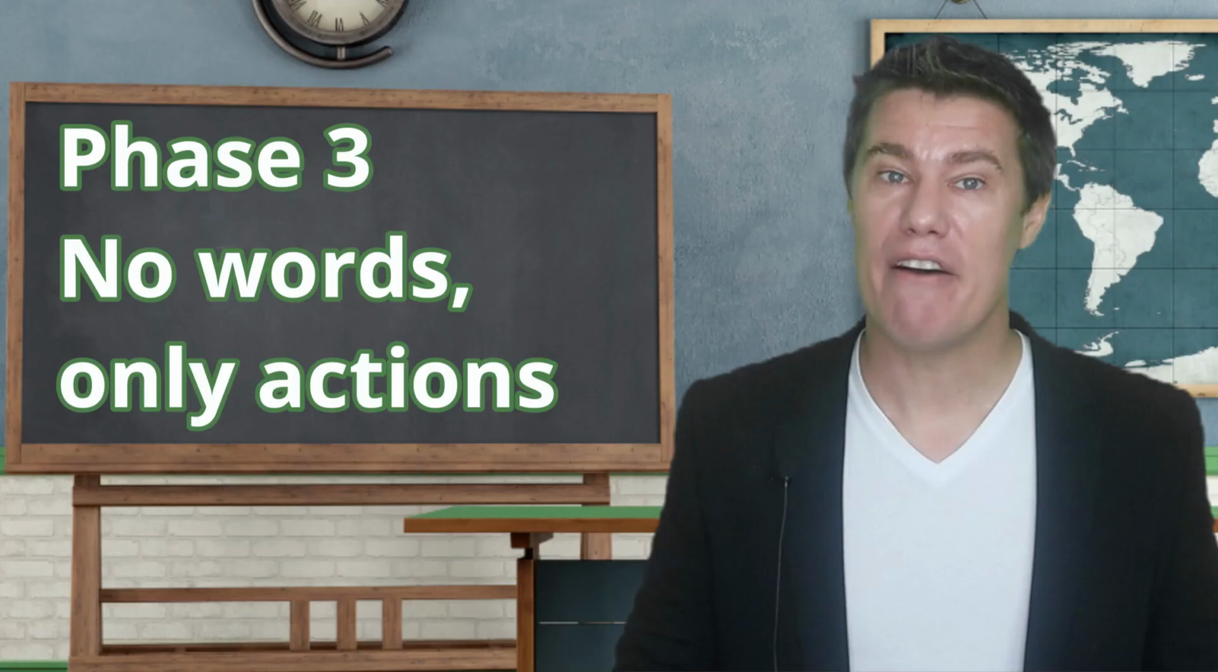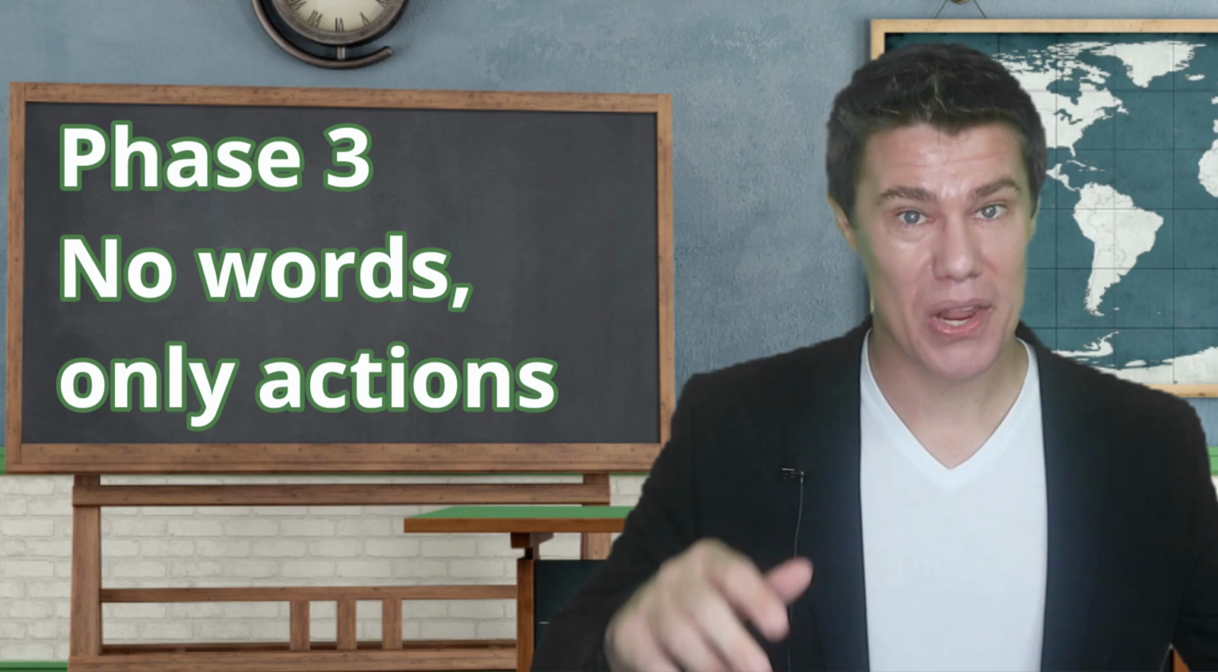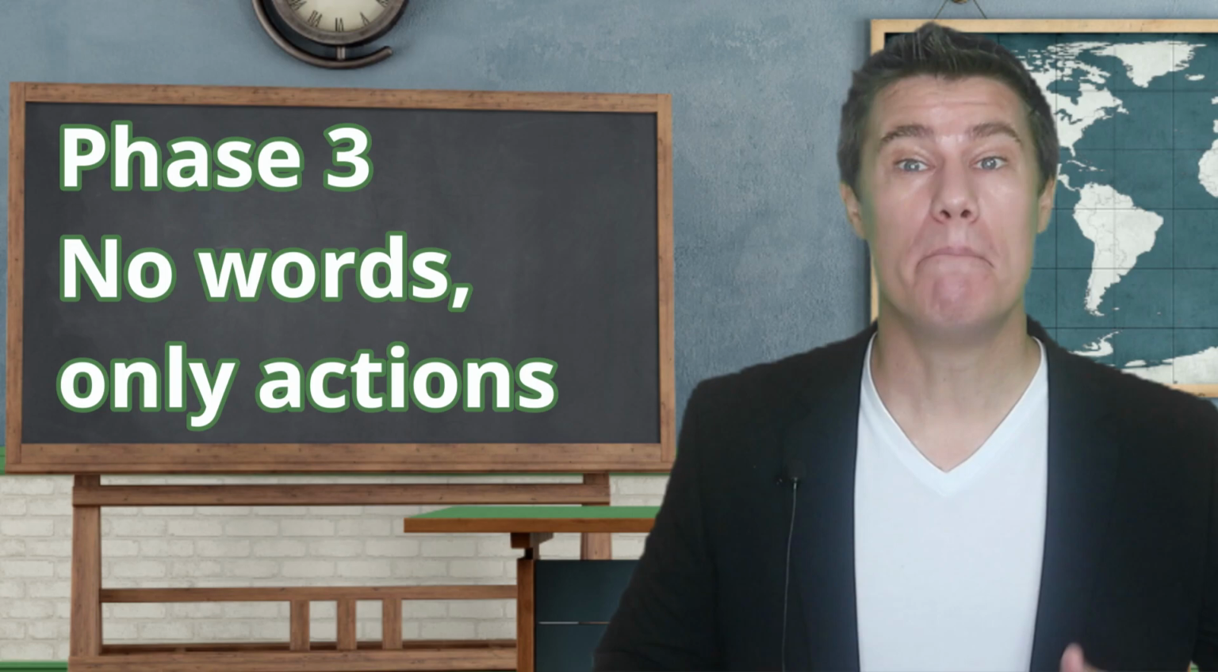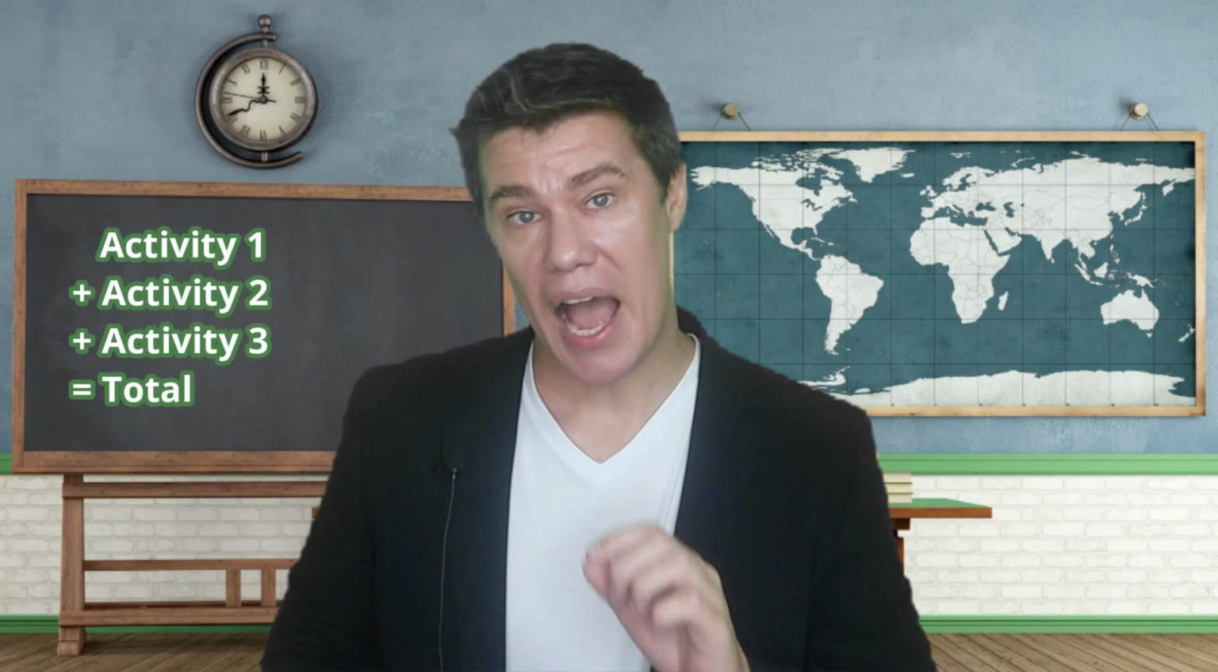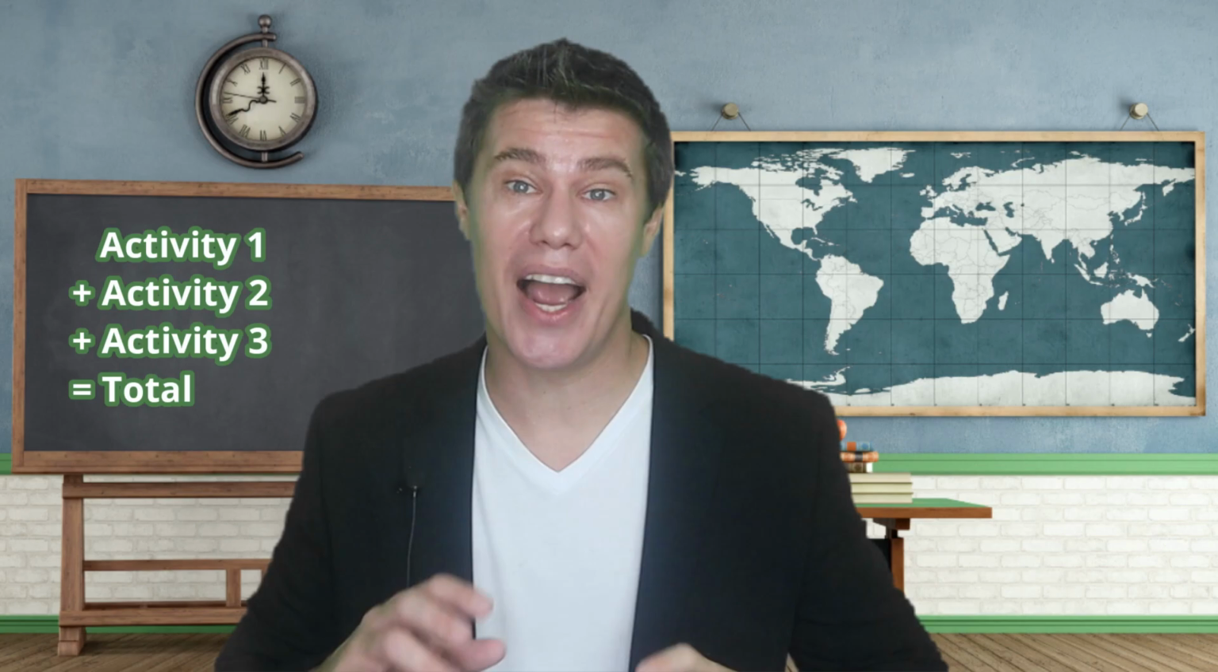Tough luck. Phase 3. One member from each group has to explain the slips from the bowl, but only use actions, no words. Each team gets 1 minute and they continue until all the slips are taken. At the end of the activity, tally up the scores from all three phases to find the winning team.